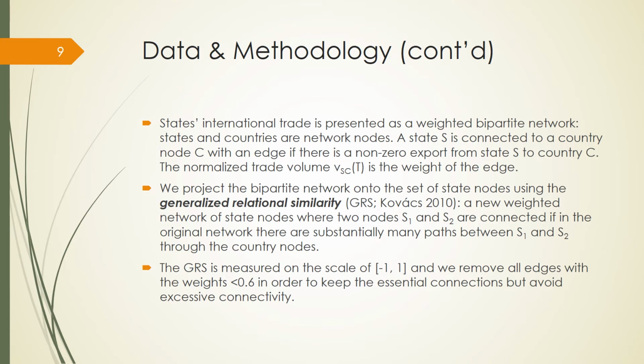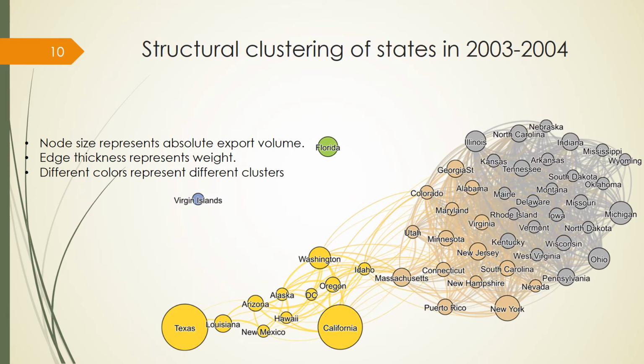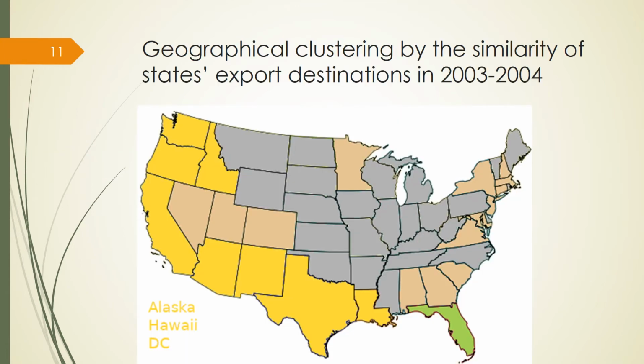The similarity is a number between -1 and 1, and we removed all edges with weights smaller than 0.6 to focus on essential connections while avoiding excessive connectivity. Here is an example of static clustering for the 2003 and 2004 period. Here is the same clustering shown as a map of the United States.